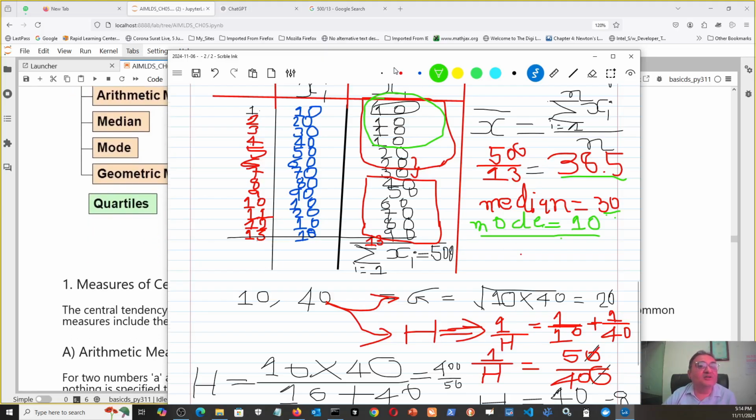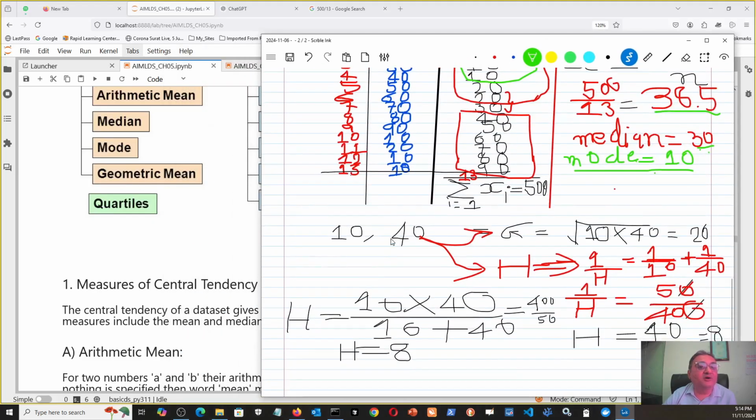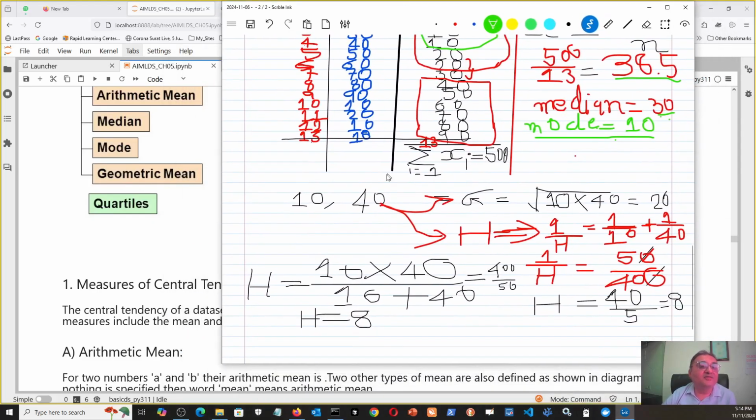Then there is another called geometric mean. What is the geometric mean of two numbers? It is simple. If these are two numbers like 10 and 40, then the geometric mean is the square root of 10 multiplied by 40, and here the root means a square root, so 2. Therefore, the square root of 400. So the geometric mean is 20.